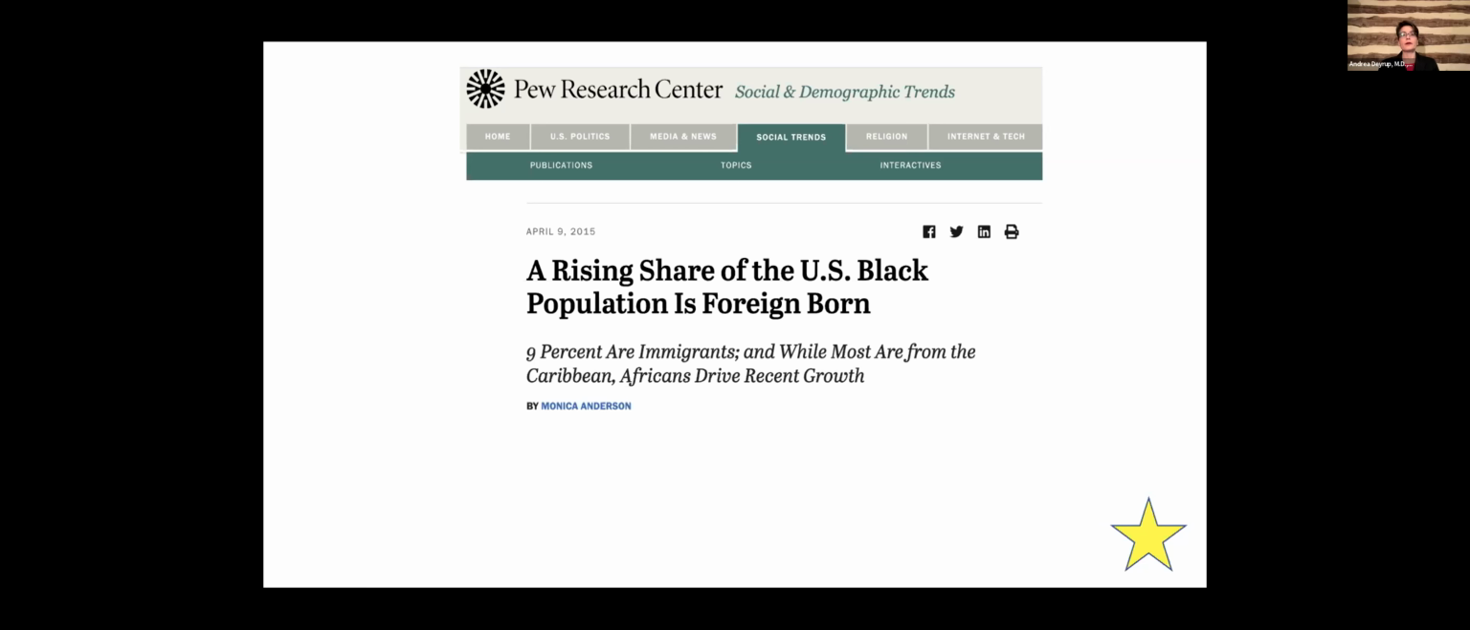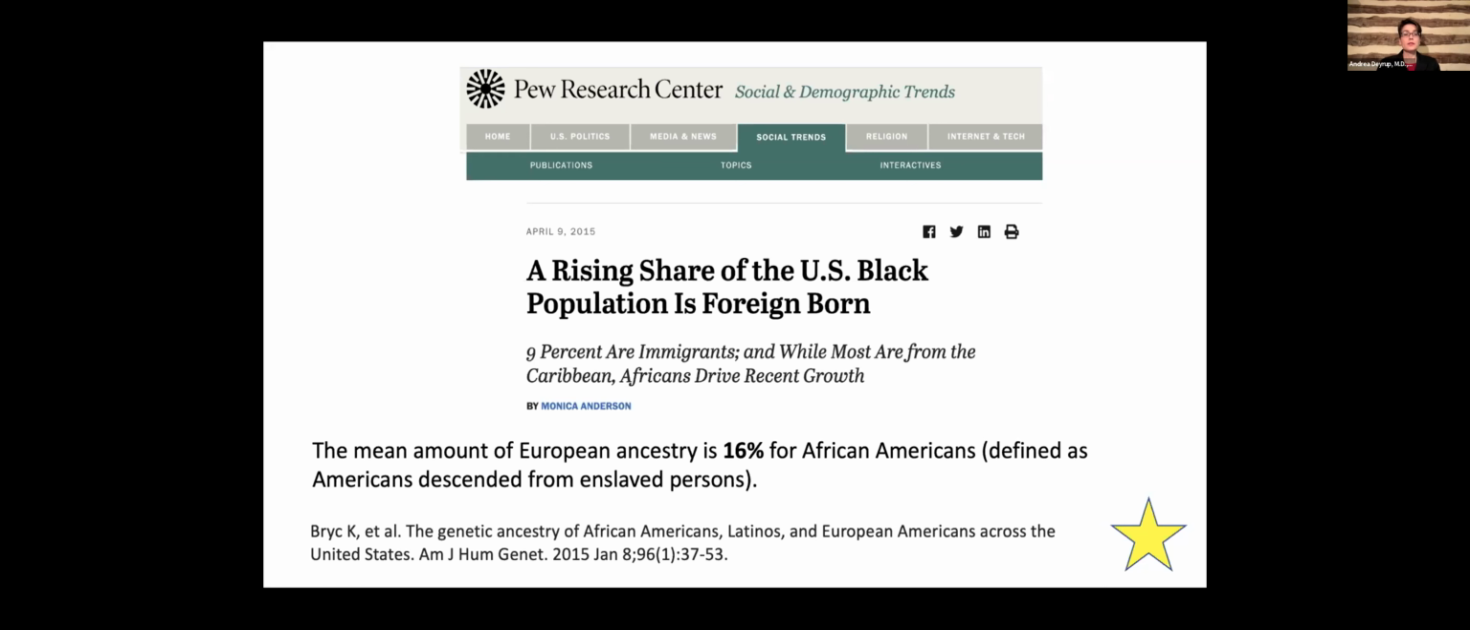I can no longer say it's the African-American disease, but I can say it has to do with geographic ancestry. But you have to be very careful because you can't just look at someone and know their geographic ancestry. Just because someone has dark skin does not mean that person is a descendant of enslaved peoples. So we have a rising share of the US Black population that is foreign born. And something that Dr. Graves is going to talk about is population admixture.